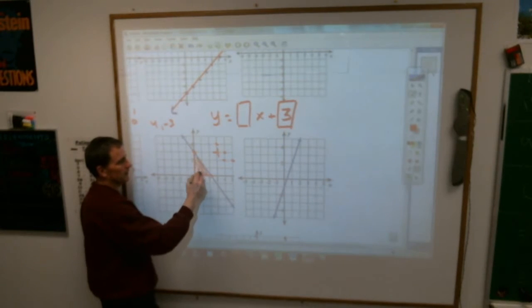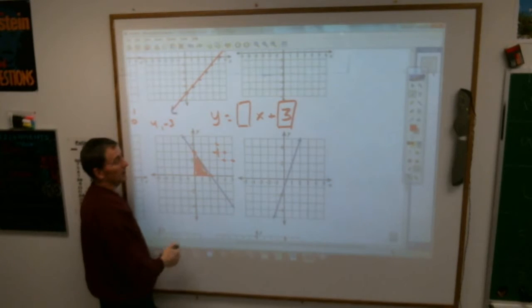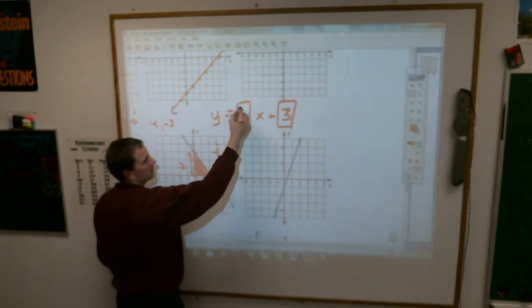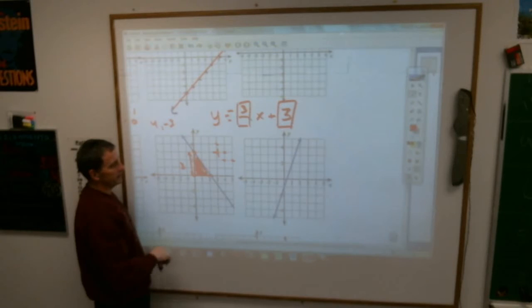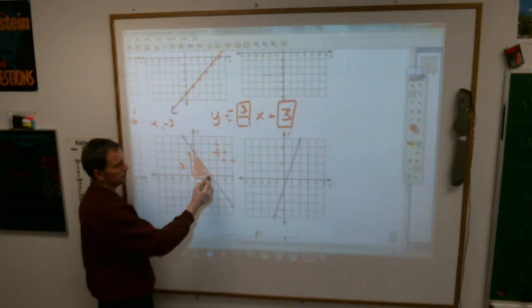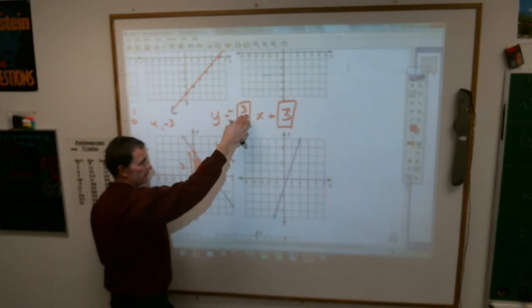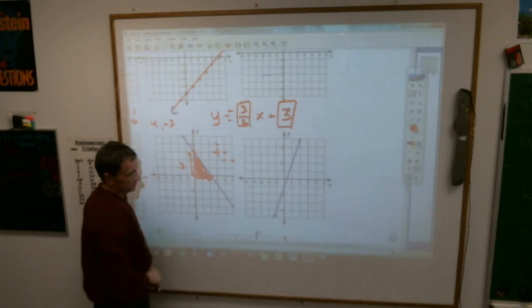Is it positive or negative slope? Negative. No, it's negative, so you put a negative in front. And then you just have to say, how high is my triangle? 1, 2, 3. It's 3 high. Over how wide is it? 1, 2. So there's your equation. Y equals negative 3/2 x plus 3.